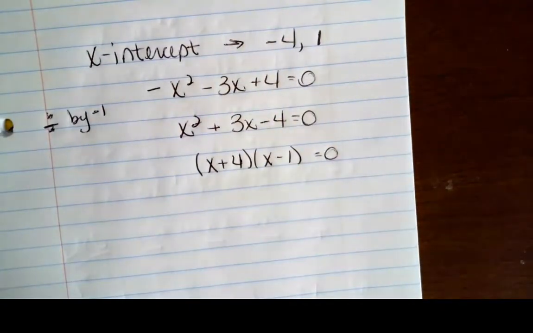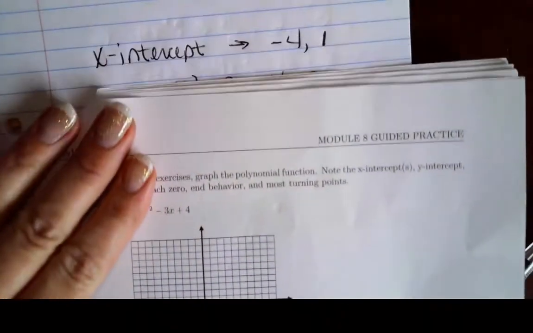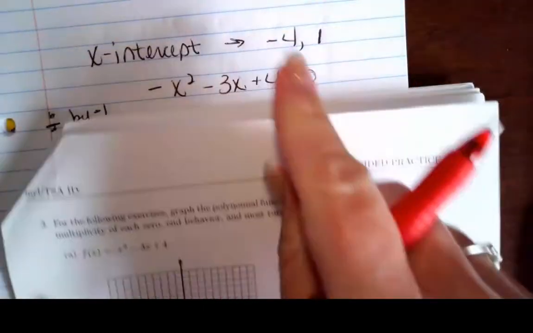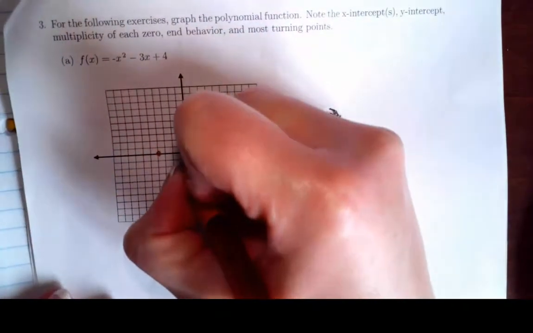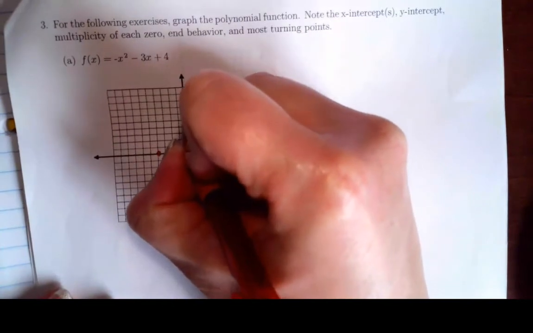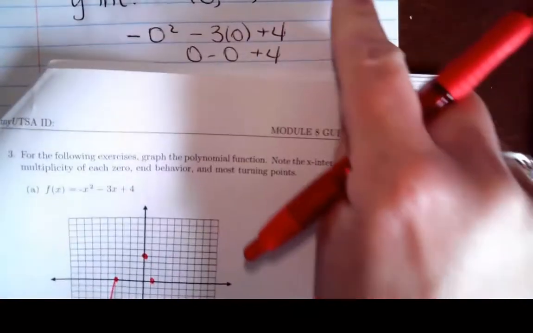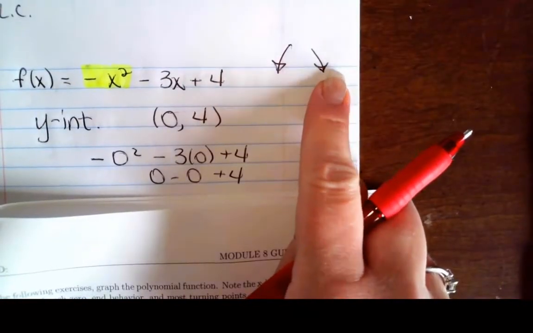So with that information, I can now graph this. I know that my x-intercepts are at negative 4, so here's 1, 2, 3, 4, and at positive 1. I also know that I have a y-intercept at 4, so 1, 2, 3, 4. I know that from my leftmost intercept, the graph will go down. So I'm just going to drop that down. And from my rightmost intercept, it will go down, because that's the end behavior.